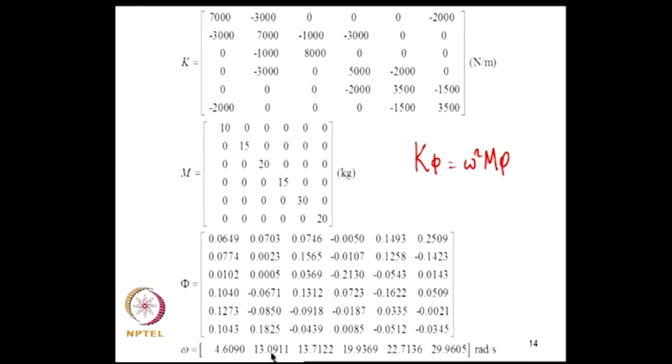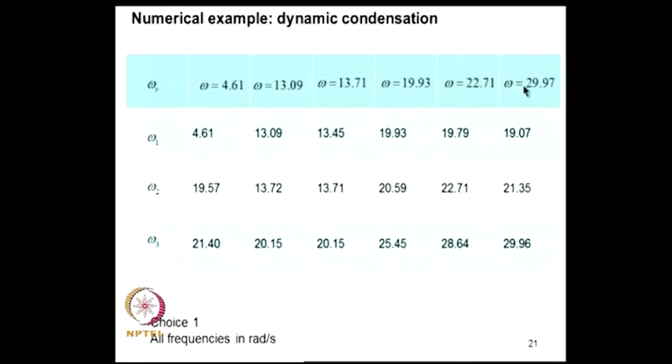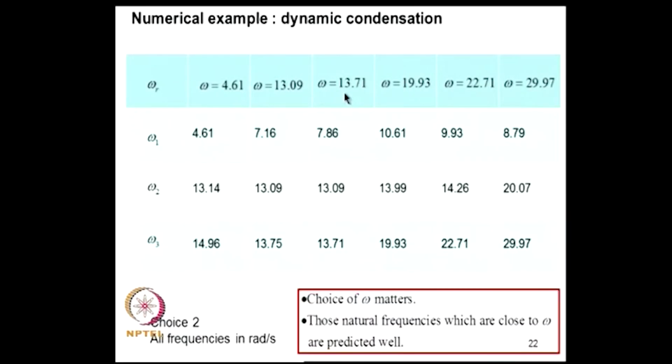So, these 4.6, 13, these are the frequencies captured here, the 6 degree of freedom, not 7 degree of freedom. So, there are 6 alternative models, and each one works well in the neighborhood of the frequency chosen, and that fact is independent of choice of master and slave degrees of freedom. No matter which is master, which is slave, if you select omega equal to 19.93, the reduced model will have that as one of the frequencies in both the cases.